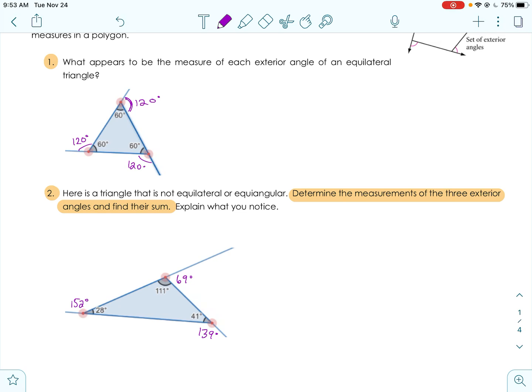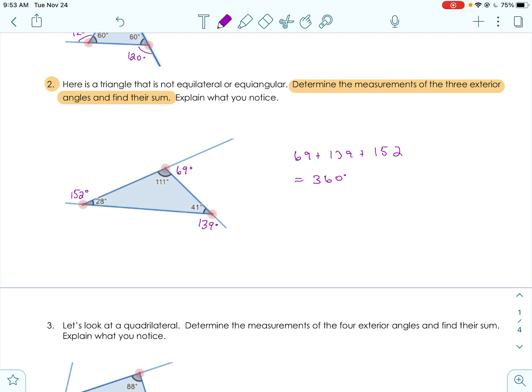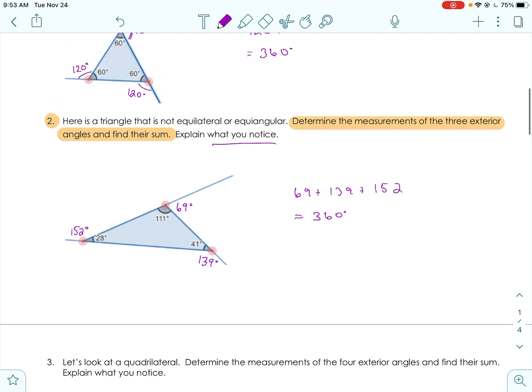So if you took a look at that, you would see that you have 120 plus 120 plus 120. That would add up to 360 degrees. If you look at this next triangle in step 2, we have 69 plus 139 plus 152. If you add those together, you get 360 degrees. So, in both of these cases, what did we notice?